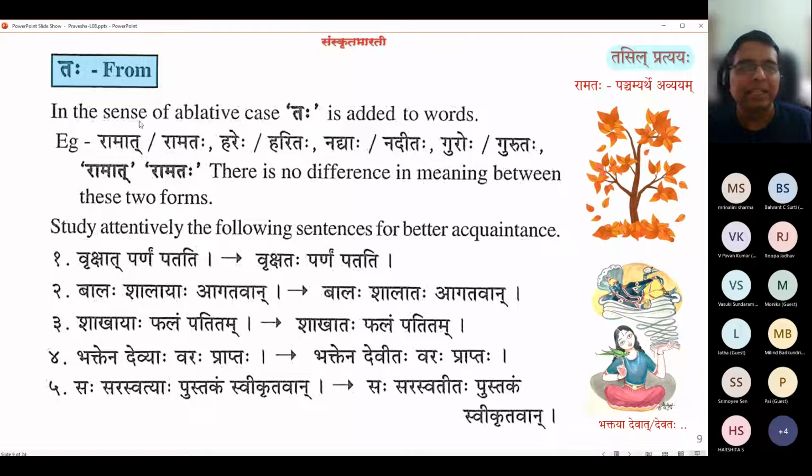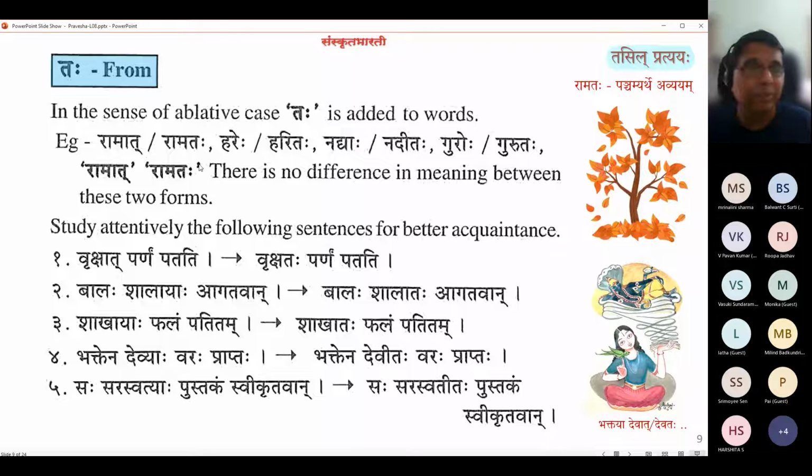So in the sense of the ablative case, Taha is added to words in the same sense. Basically, Ramat, Ramataha. Hareh, Haritaha. It's easier, cheaper, right? Hari, Haritaha. Nadi, Naditaha. Guru, Gurutaha. Rama, Ramataha. You don't have to worry. But this one you should not overuse. You should know the Panchami case and use it. In the complex cases, you're okay to use Taha, or for color variations, when you don't want to keep repeating Ramat, Ramat, you can throw in some Taha variations.